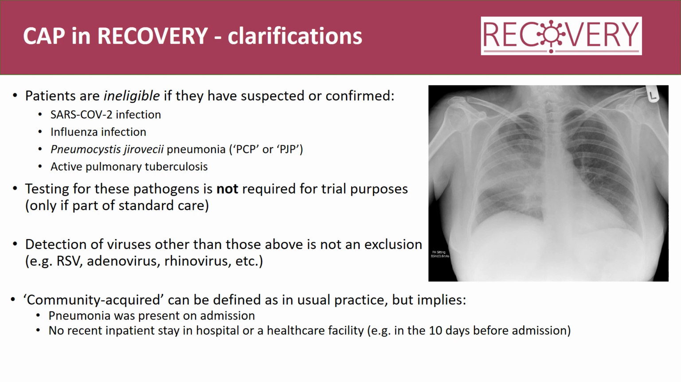Regarding CAP eligibility and recovery, patients are ineligible if they have suspected or confirmed SARS-CoV-2 or influenza infection because there are different treatment comparisons for pneumonia caused by these viruses, or if they have suspected or confirmed pneumocystis jirovecii pneumonia, also known as PCP or PJP, or active pulmonary tuberculosis. And this is because these two infections have distinct pathologies, and steroids are of proven benefit in PCP.